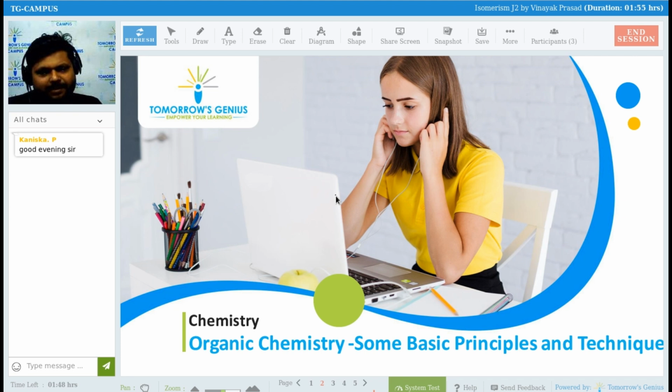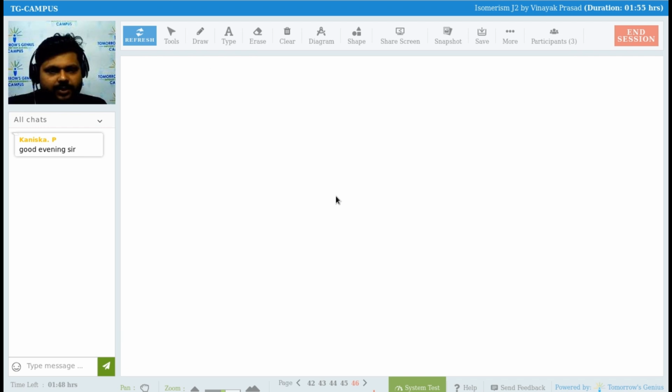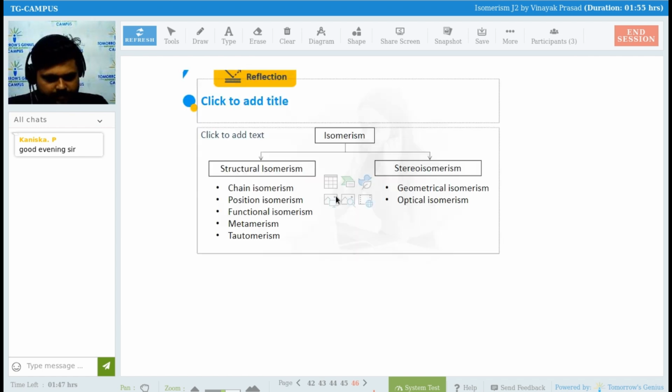So we have seen about the nomenclature part in the last class. Now we'll be discussing the isomerism part in today's class, right? So what is this isomerism and all that we are going to discuss, right? See, basically there are two types of isomerism.